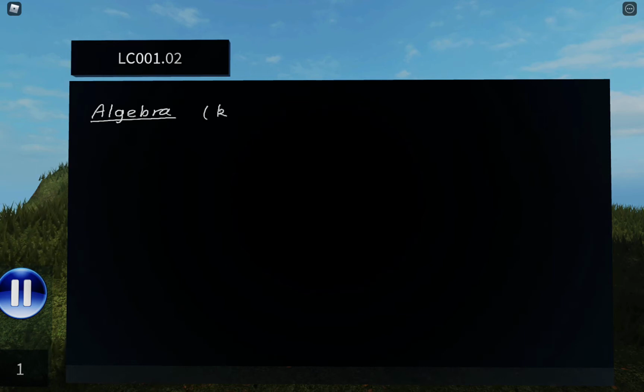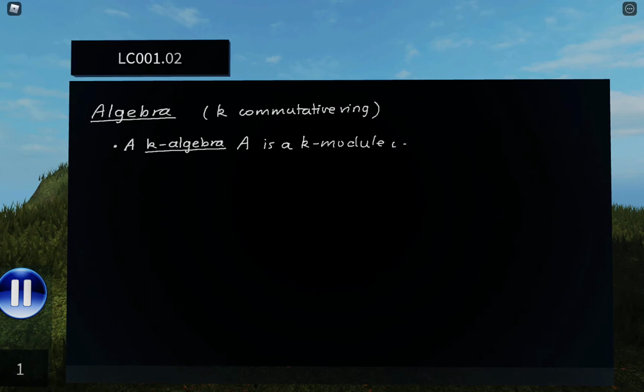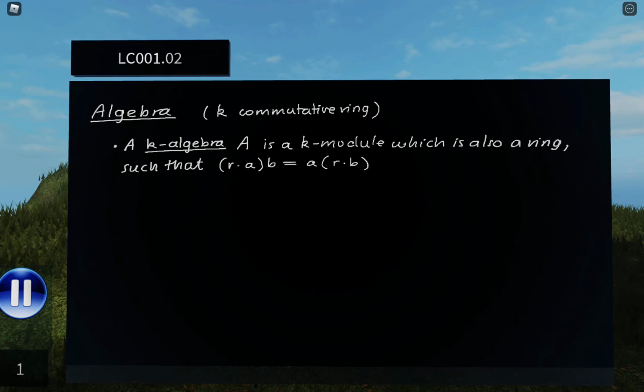Our base ring will be a commutative ring, K. And recall quickly the following definitions. A K algebra A is a K module which is also a ring such that the two structures are compatible. That is, R acting on A times B is equal to A multiplied by R acting on B is equal to R acting on AB for all R in K and for all A, B in A. Equivalently, there's a ring homomorphism from K into the center of A.